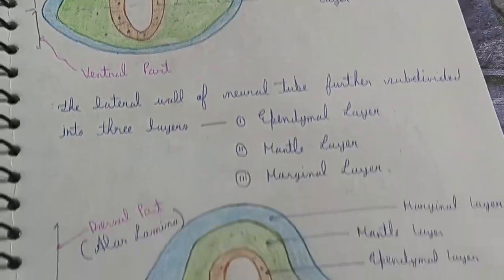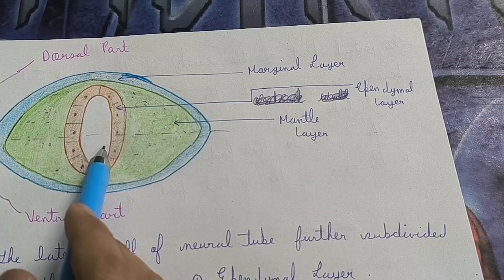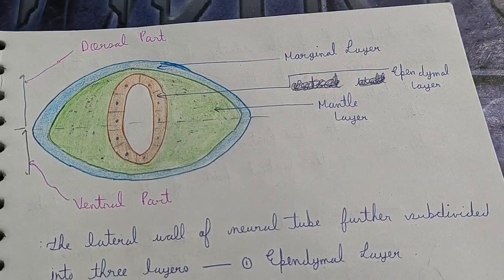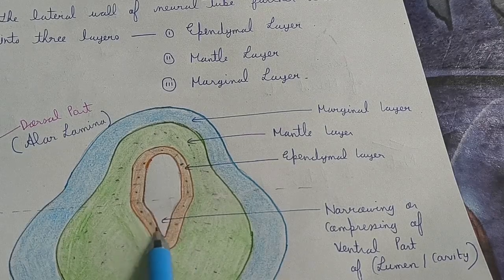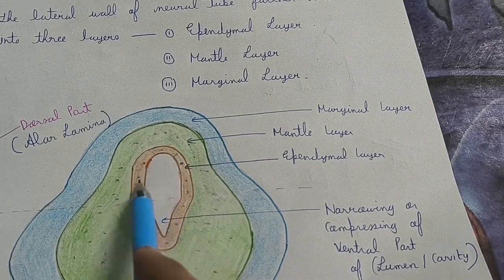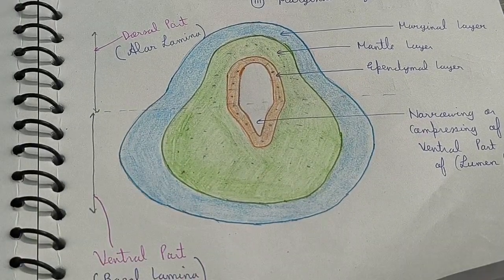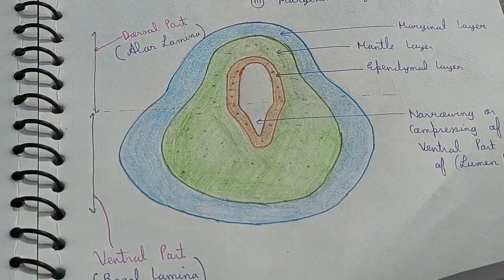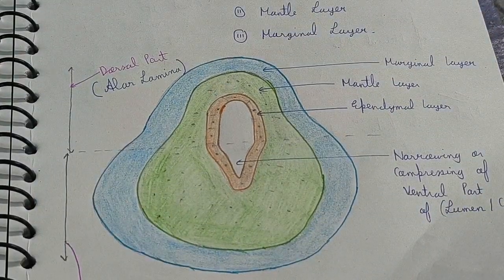Now if we compare to the previous one, this is the ventral part of the lumen, and this is the dorsal part, and this is the ventral part of the whole neural tube, and this is the dorsal part of the whole neural tube. With respect to the previous one, the ventral part of the lumen, the cavity, has been narrowed, whereas the dorsal part remains as it was. But the ventral part of the neural tube has become widened. The ventral part of the neural tube is known as the basal lamina, whereas the dorsal part is known as the alar lamina.